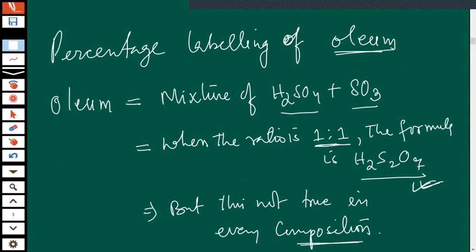Percentage labeling of oleum. Today's heading is percentage labeling of oleum. What is oleum? From today onwards, if anybody asks you what is oleum, you must say oleum is a mixture of sulfuric acid and sulfur trioxide gas.